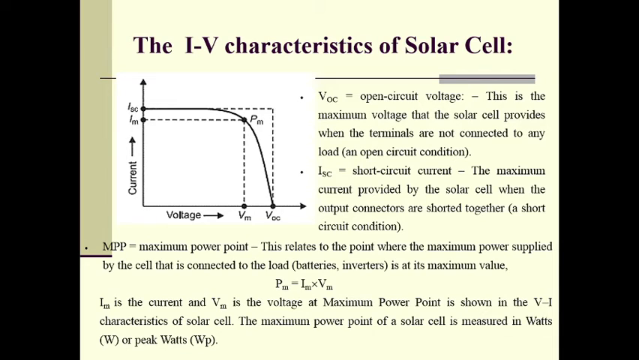Im is the current and Vm is the voltage at the maximum power point, as shown in the VI characteristics of the solar cell. The maximum power point of a solar cell is measured in watts, that means W, or peak watts, that means WP, right?